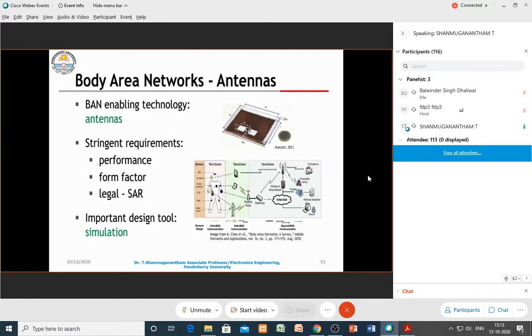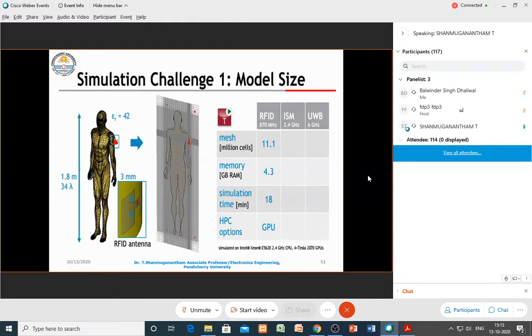So initially, body area network enabled antennas were developed using this coplanar waveguide with a simple inductively coupled antenna design. This is to improve the performance and to reduce the SAR, the specific absorption rate, all those things. For the simulations, normally HFSS or CST can be used. CST itself has this human model available. Here, this antenna was developed particularly for RFID applications.